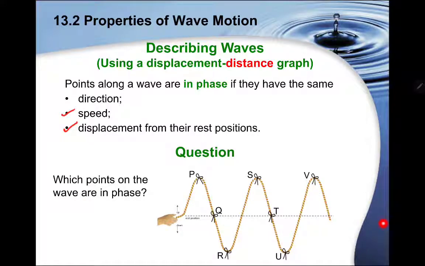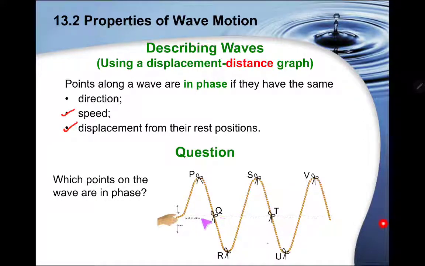Can you identify another pair of points that are in phase? I think this is pretty straightforward. Q and T are probably in phase. Okay, let's do R and U first. R and U is the more obvious one. So R and U are in phase. They have the same displacement, the same speed, momentarily at rest, and the same direction, both moving up.